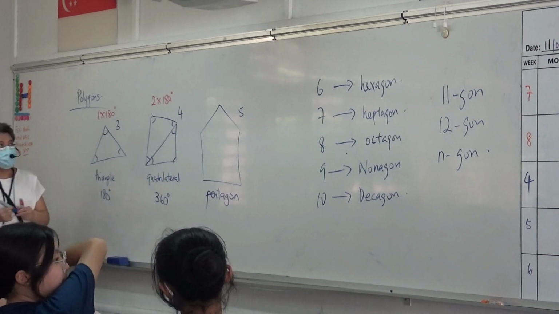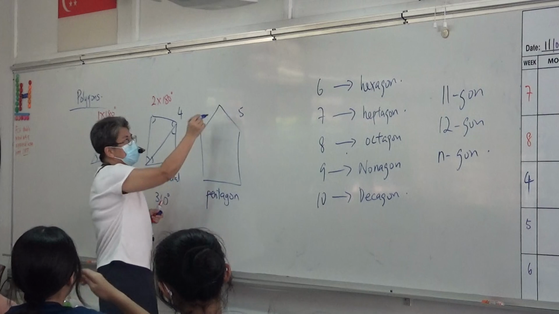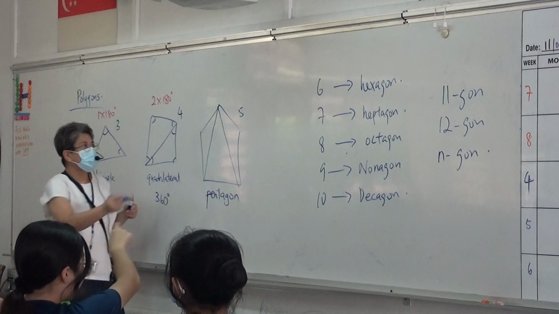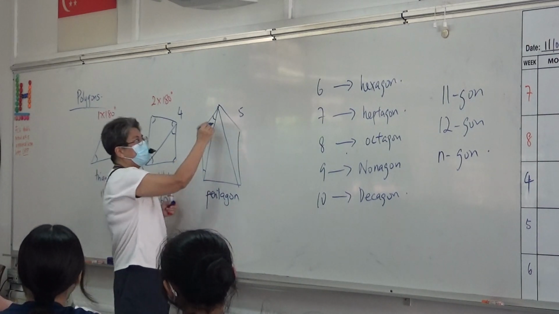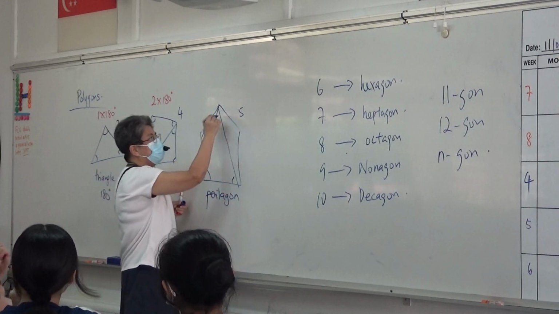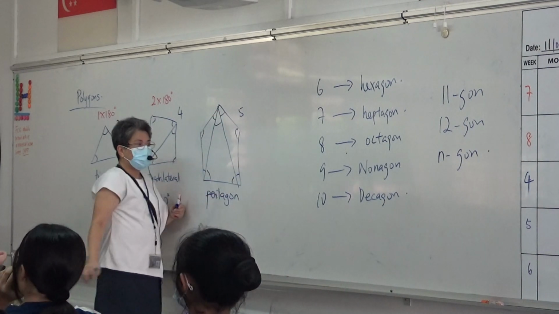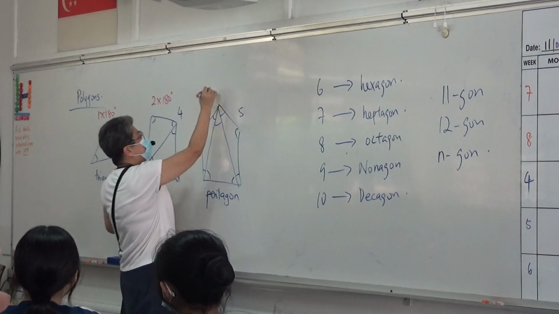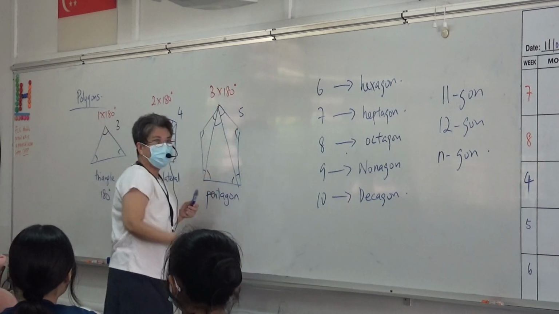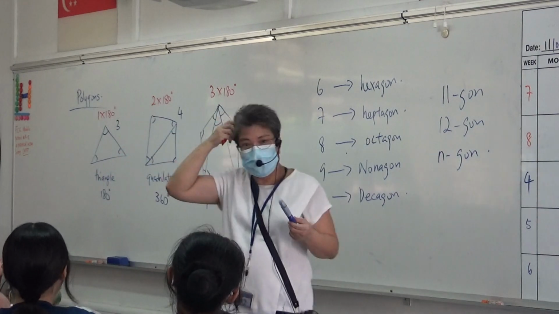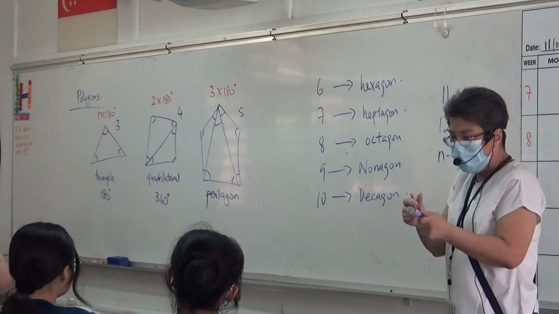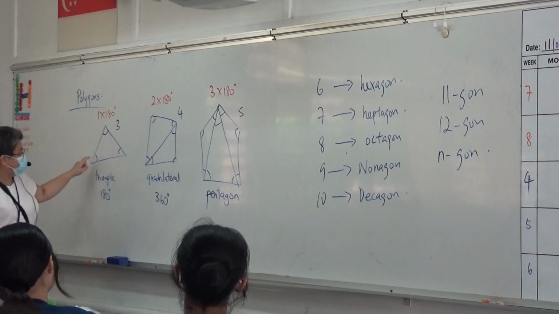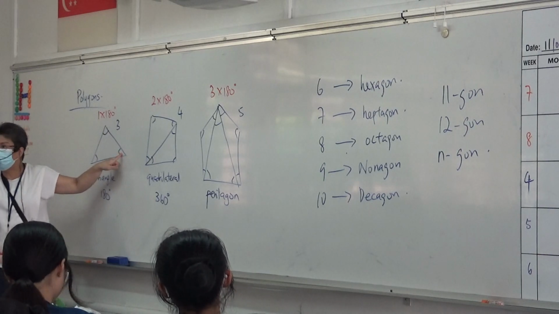Okay, now if you look at the pentagon, can you see that I can split it up into 3 triangles? So this one is how much? 180. This one? 180. This one? 180, right? So this will be what? 3 times 180, right? Alright. Yes or no? What do you mean by that? All of you listen up. That means when I take the sum of all the interior angles, means inside.